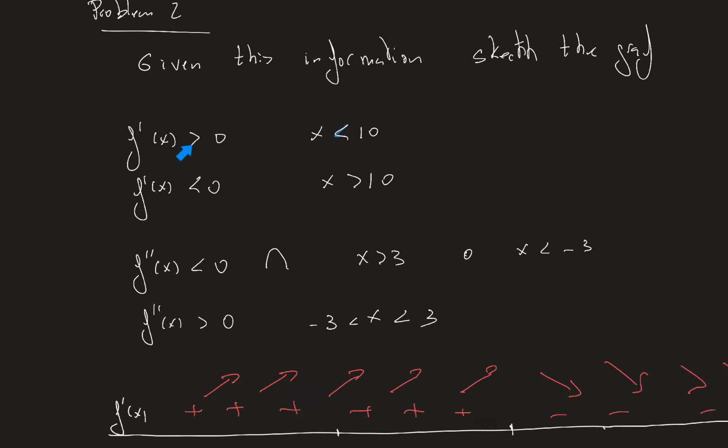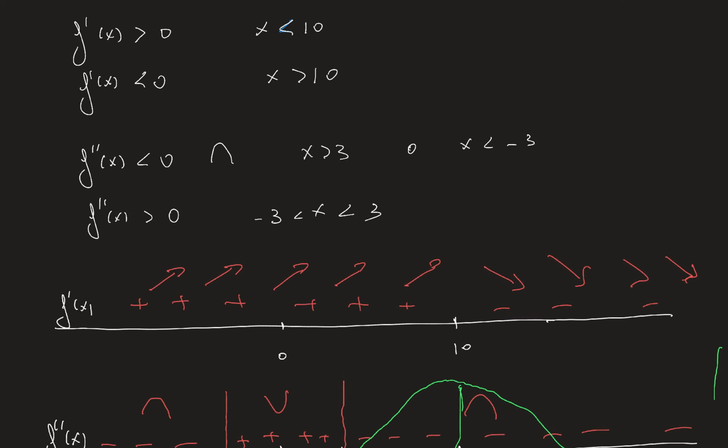It goes up and up for x less than 10, and f prime of x is negative for x bigger than 10. How can we work with this information? Well, we write f prime of x on a rectilinear line. This is the rectilinear line. We put x equal 10, so the derivative is positive.